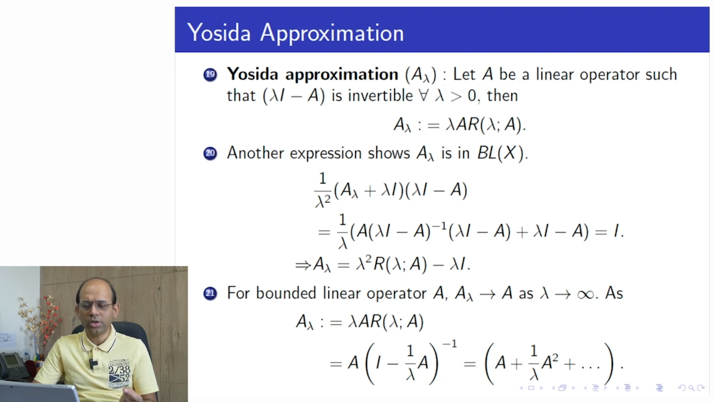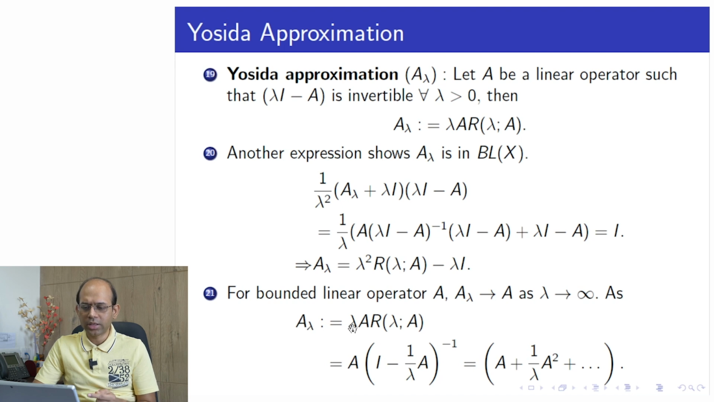Why did I choose a bounded linear operator? Because otherwise this makes no sense. If A itself has infinite norm, there is no way one can show that the sequence of operators converges to A in the operator norm, correct? So we take a bounded linear operator A. For that we show that A lambda defined in this fashion converges to A as lambda tends to infinity. The proof is very simple, okay?